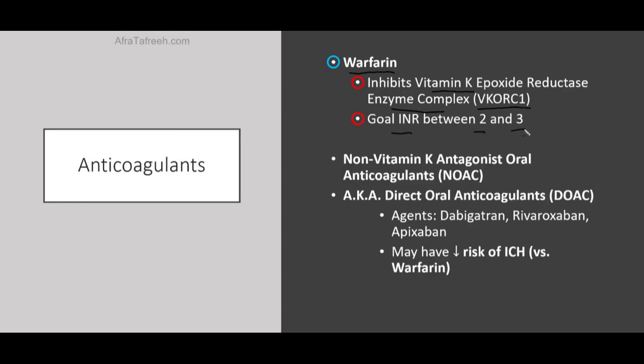Additionally, we can also utilize our NOACs, also known as non-vitamin K antagonist oral anticoagulants. These are also known as DOACs, or direct oral anticoagulants. Examples of these agents include dabigatran, rivaroxaban, and apixaban. And of note, some studies have shown that these may have a decreased risk of intracranial hemorrhage when compared to warfarin. Additionally, these DOACs benefit from the fact that they do not need a heparin bridge, whereas in the case of warfarin, we will have to start our patient initially on heparin before transitioning them ultimately to warfarin. And therefore, these NOACs or DOACs are being used clinically at an increasing rate.